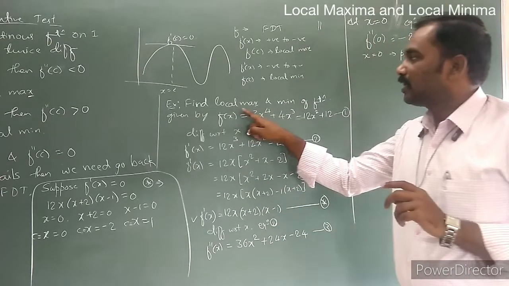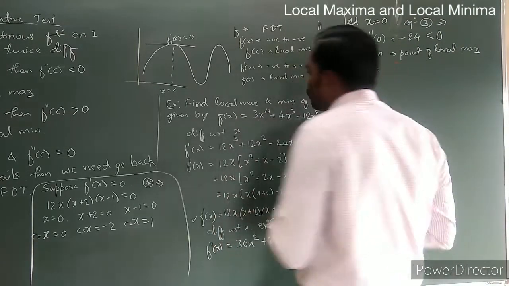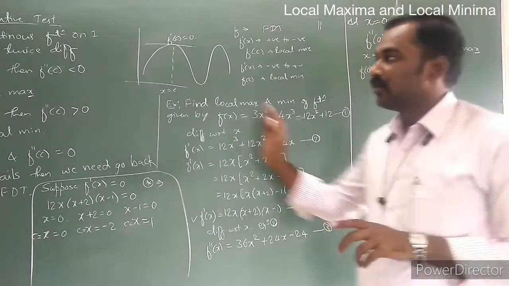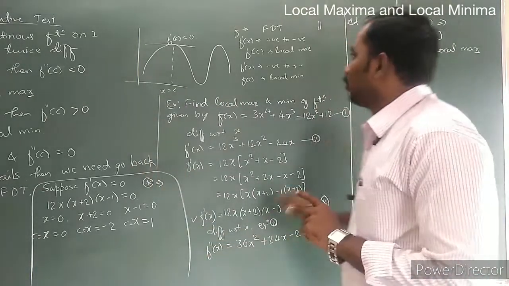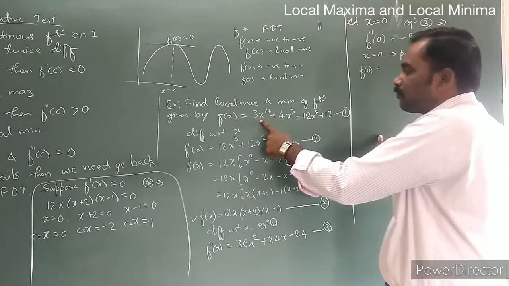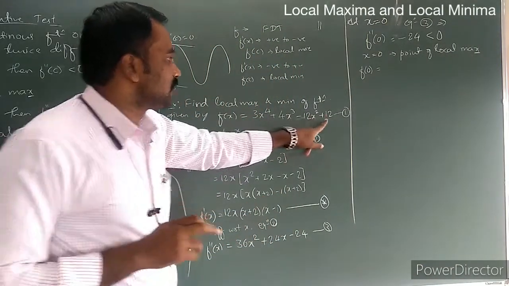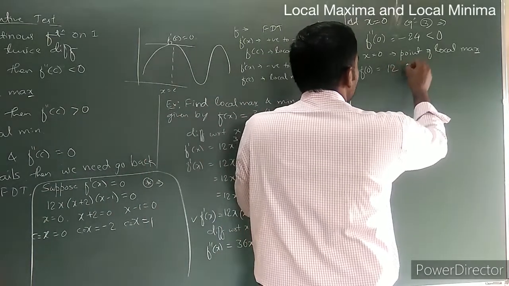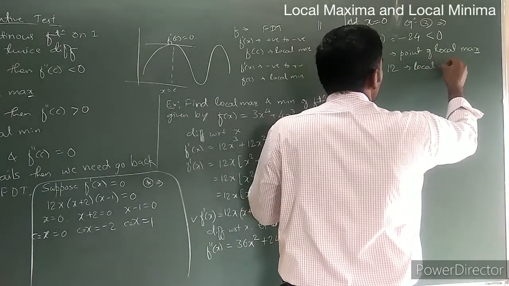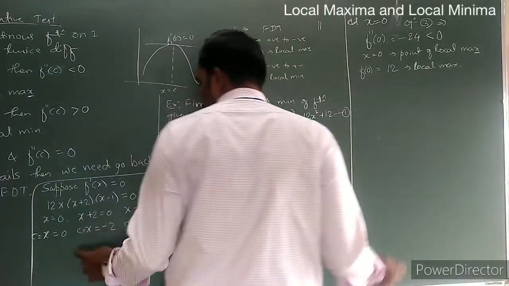But we need to find that local maximum value. So what is the local maximum value? F of 0 is the local maximum value. For the given function, wherever x is there, replace it with 0. It is 0, this is also 0, and 12. This is the local maximum value. One critical point is over.